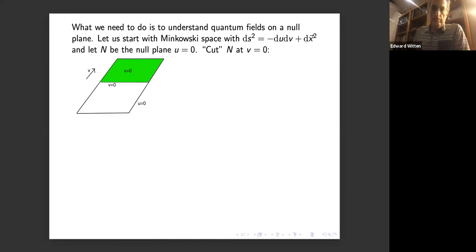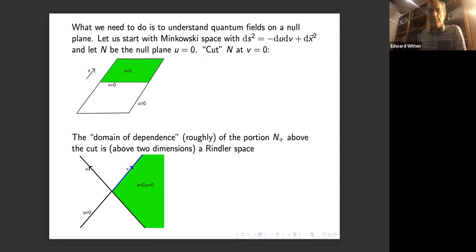So I've tried to draw this, although I'm not much of an artist, I'm afraid. I've drawn the plane u equals 0. There are some normal coordinates, the x's. I've drawn one normal coordinate. It runs from left to right, and then v runs this way. And the plane is slanted. That's supposed to make you think that it's a null plane. And then I cut it at v equals 0. So the green region where we make observations is to the future of v equals 0, where v is positive.